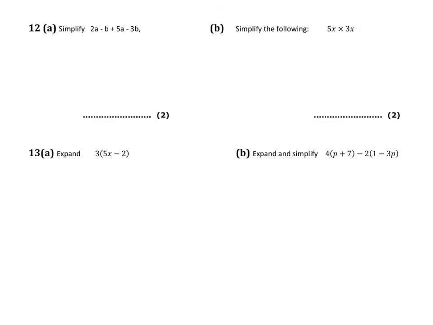Question 12, we have to simplify 2a minus b plus 5a minus 3b. We can collect the like terms, remembering to take the signs with them. And we have 2a plus 5a, which is 7a. 1 mark if they got 7a. And minus b, take away another 3b, it's minus 4b. 1 mark for minus 4b.